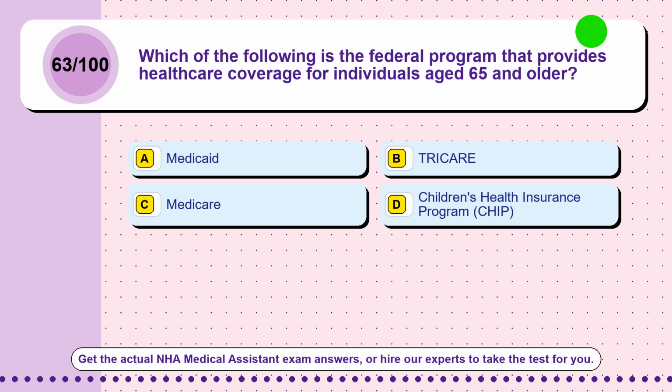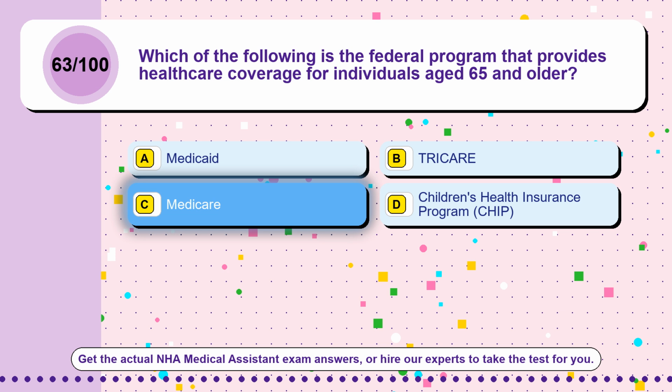Question 63. What does the term phlebotomy literally mean in Greek? Option A. To clear a blood clot. Option B. To measure blood cells. Option C. To cut into a vein. Option D. To study circulating fluids. The correct answer is option C.